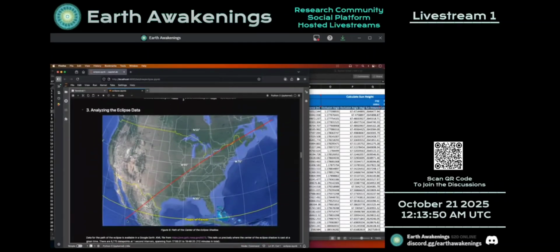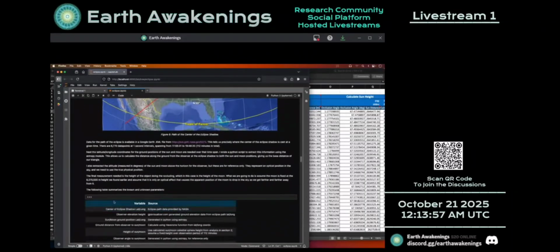And you can see here the path of the center of totality spanning across the US. And the data for the eclipse path is available as a Google Earth KML file from this NASA website. It tells us precisely where the center of the eclipse shadow is cast at a given time. There are 6,770 data points at 1-second intervals spanning from 6 p.m. to 7:45 p.m. for 112 total minutes.